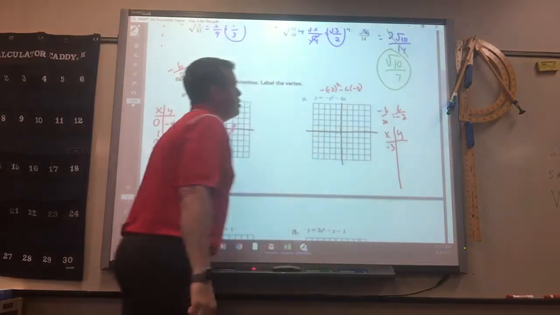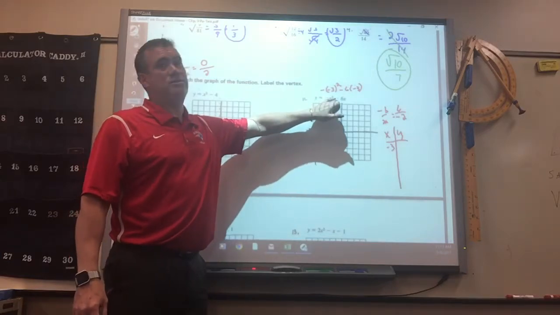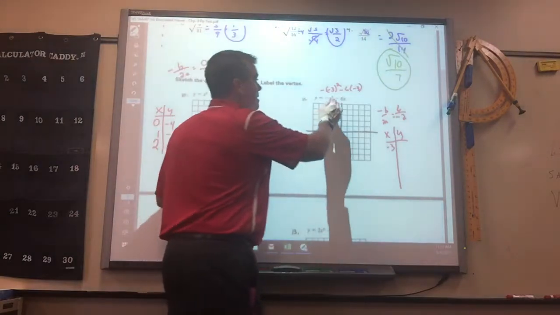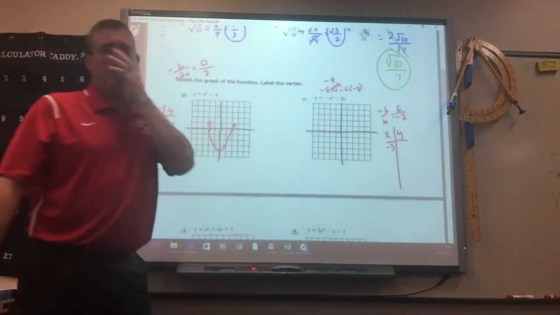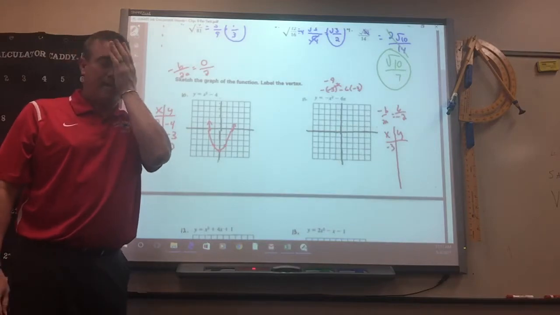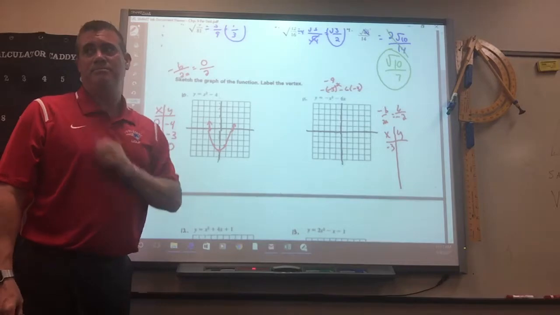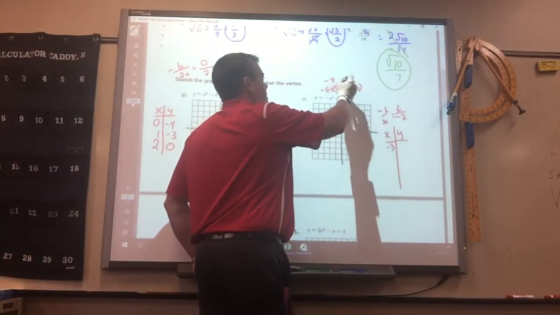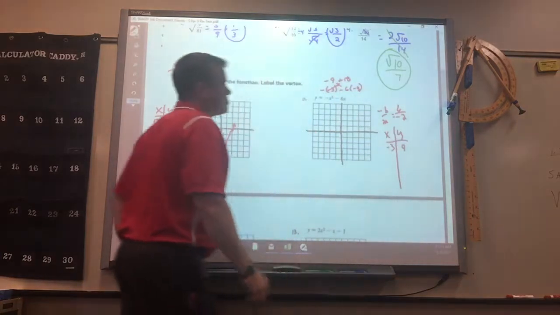When you put -3 in, this negative right here is going to keep this negative because the negative is not being squared. -3 squared is 9, but the negative stays there. You got to be careful with that on the calculator because some calculators will change it to +9, and then you'll get all messed up. -6 times -3 is +18, so that gives us a +9.